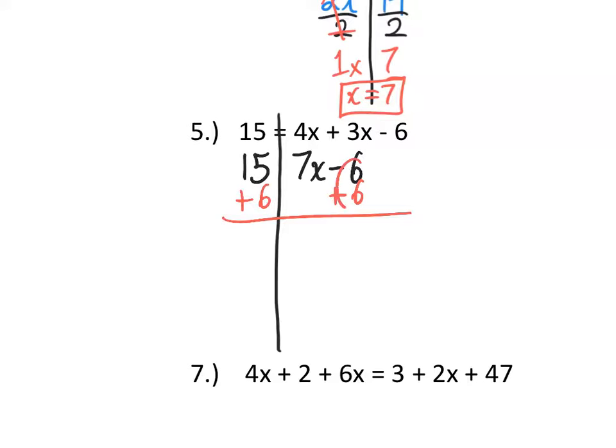All right, so we add 6 to both sides. That zeroes out here. On the left-hand side, what do we get? 21. On the right-hand side, 7x minus 0 is 7x. Divide by 7. That way these 7s turn to 1. Get a 1x here. What's 21 divided by 7? 3. And so x should equal 3.